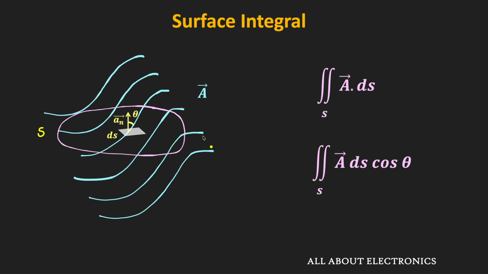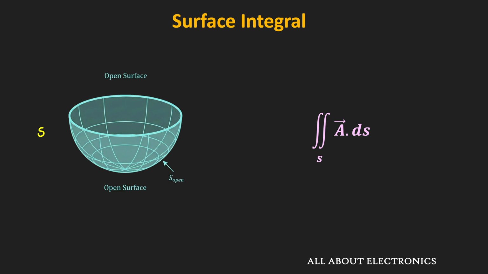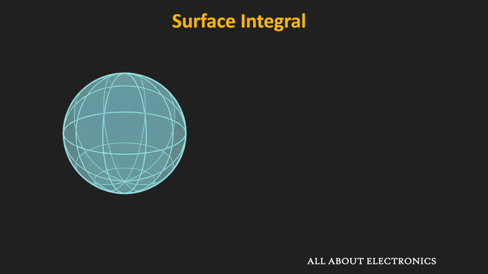That means this surface is not enclosing any volume. Similarly, this is another example of an open surface. If you see the outer surface of this hemisphere, that is also an example of an open surface because it is not enclosing any volume. But if we put a lid on top of it, then along with this lid, it represents a closed surface. Similarly, the surface of a sphere is also an example of a closed surface because it is enclosing the entire sphere.